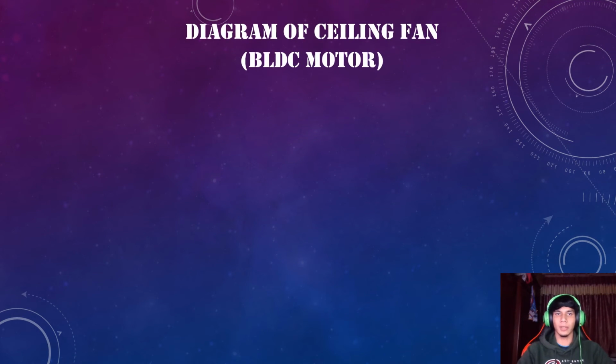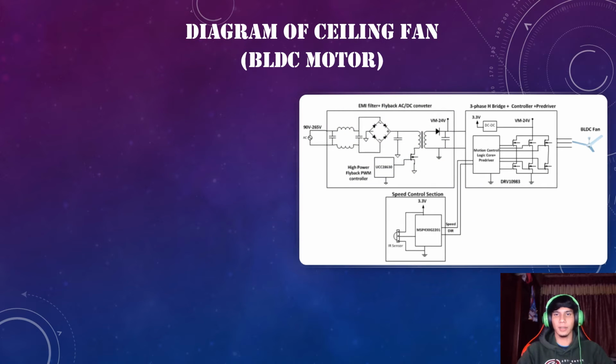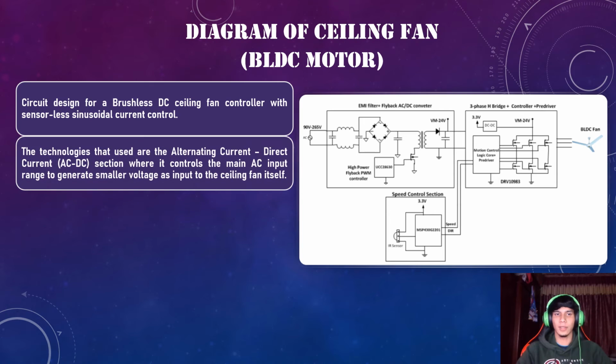Okay, to make this clearer, I give an example circuit diagram. The circuit diagram is divided into three sections. The first one is the AC-DC converter. The second one is the three-phase half-bridge, and the last one is the speed control section. This is a circuit diagram for a brushless DC ceiling fan controller with sensor sinusoidal control, current control. The technology used is an AC-DC section which controls the main AC input range to generate a smaller voltage as an input in DC voltage.